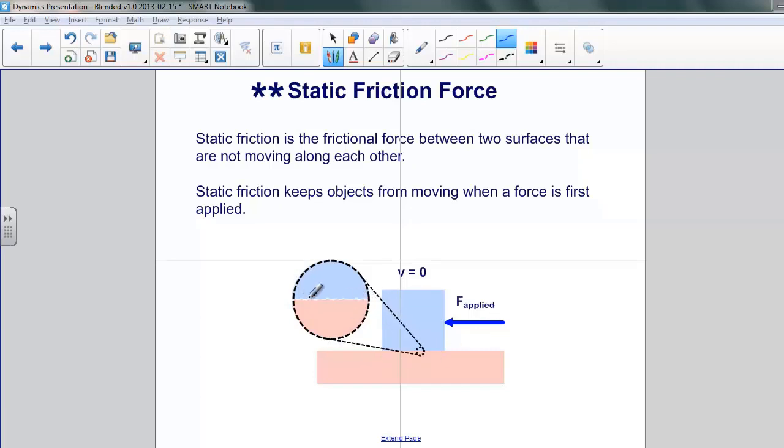And again, just as before, what we essentially have is the roughness of the two surfaces interacting with each other and basically just kind of locking at that point just before enough force is applied to break it loose and allow it to start moving.